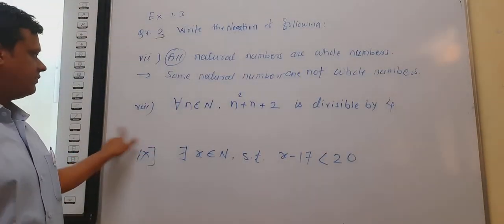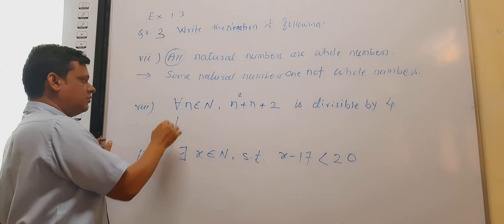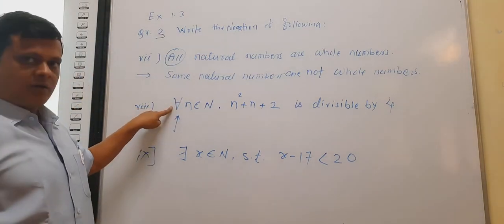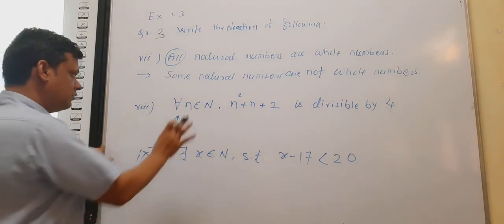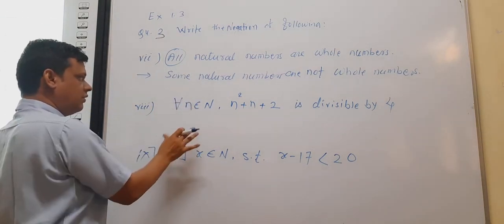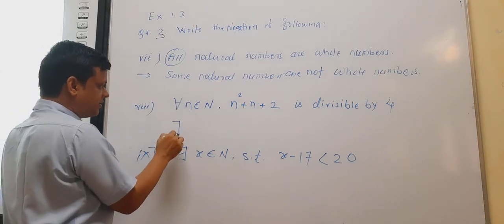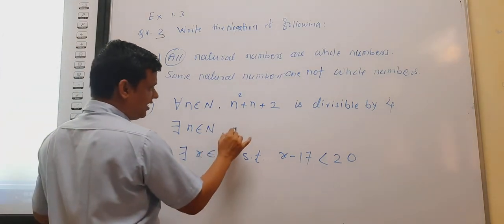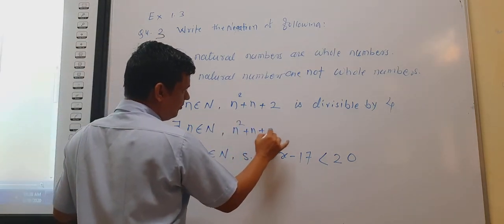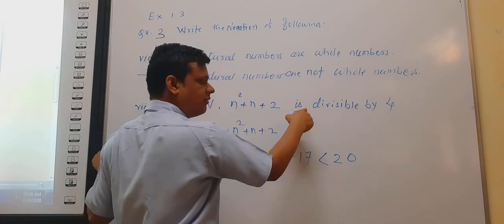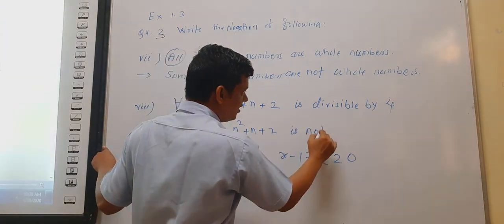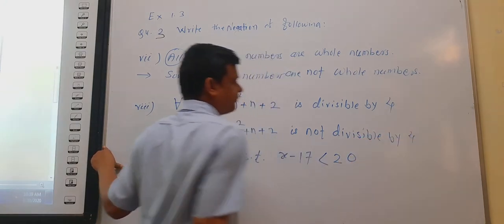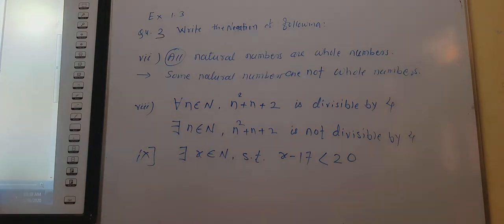See the next example. In this problem also, this is in symbolic form: for all n belongs to N. That means we have to change for all to there exists. There exists n belongs to N, comma n square plus n plus 2 is, again make its negation, is not divisible by 2. This is the answer for this.